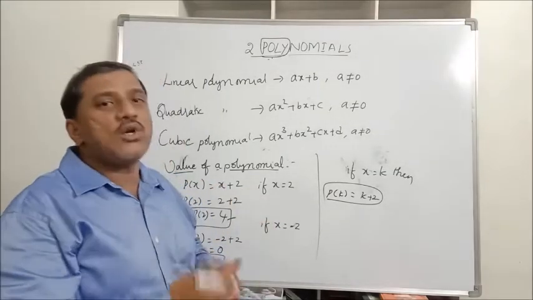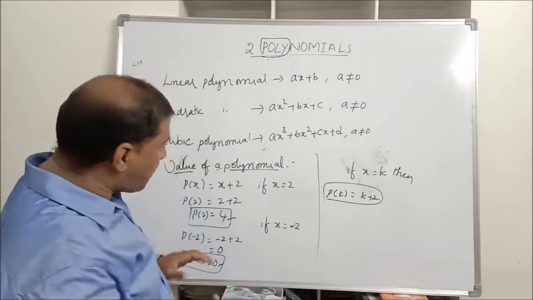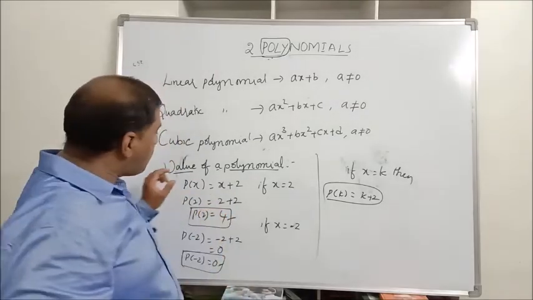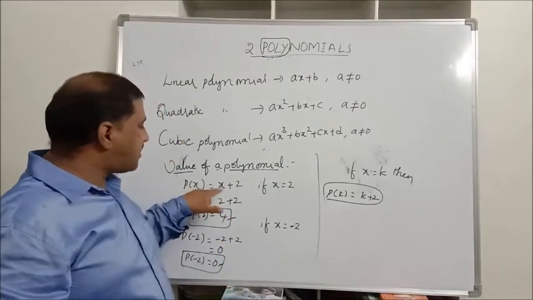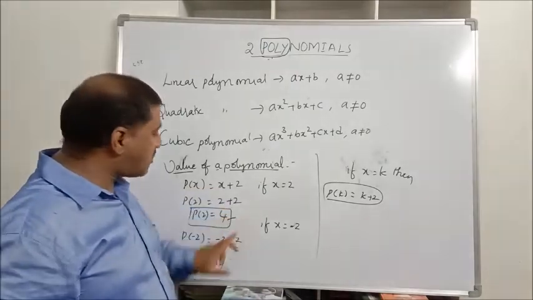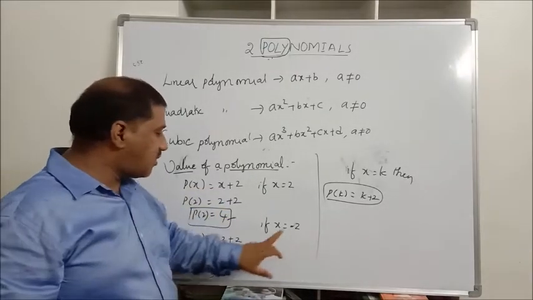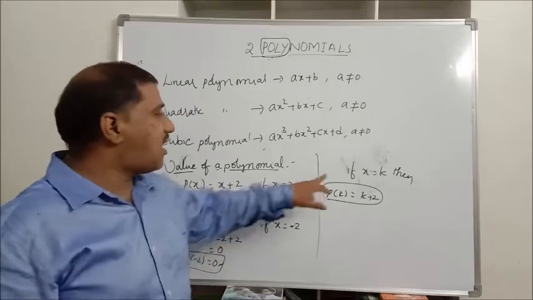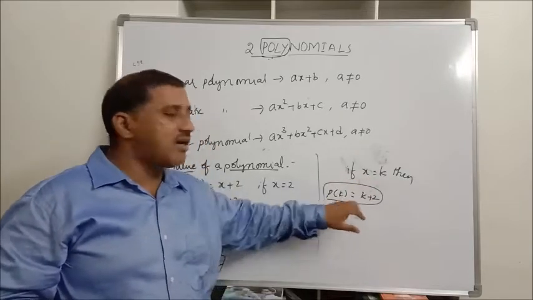Now, what is the zero of a polynomial? If you observe here, we found 3 values for the same polynomial, p of x is equal to x plus 2. At x equal to 2, we got 4. At x equal to minus 2, we got 0. And at x equal to k, we got k plus 2.